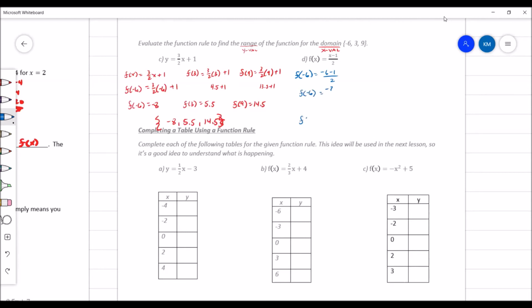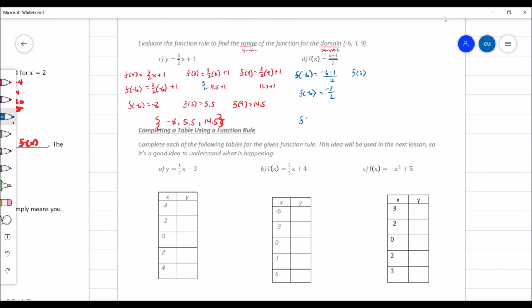I'm going to leave this as a fraction, -7/2. You should be able to deal with both fractions and decimals. If we wanted to here, we could have written this as 9/2 rather than 4.5. Okay, so I'm going to leave this as -7/2. Here, we'll do the same thing with 3.